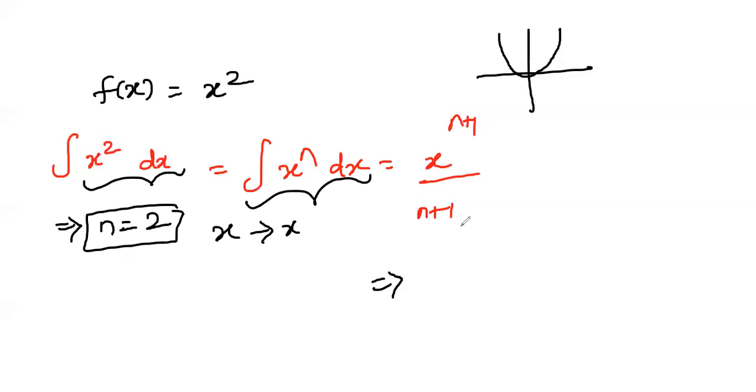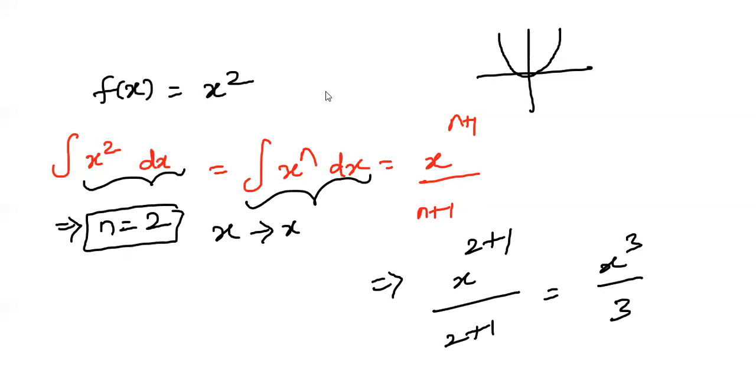So what's your right hand side formula? It's x raised to the power n plus 1 upon n plus 1. So it's going to be x raised to the power 2 plus 1 whole divided by 2 plus 1. So it will become x raised to the power 3 upon 3. So that is your answer. We have done the integration, that's it.